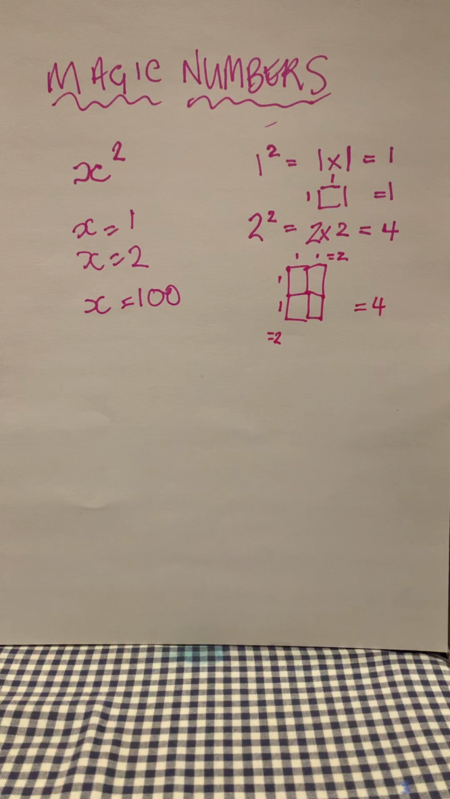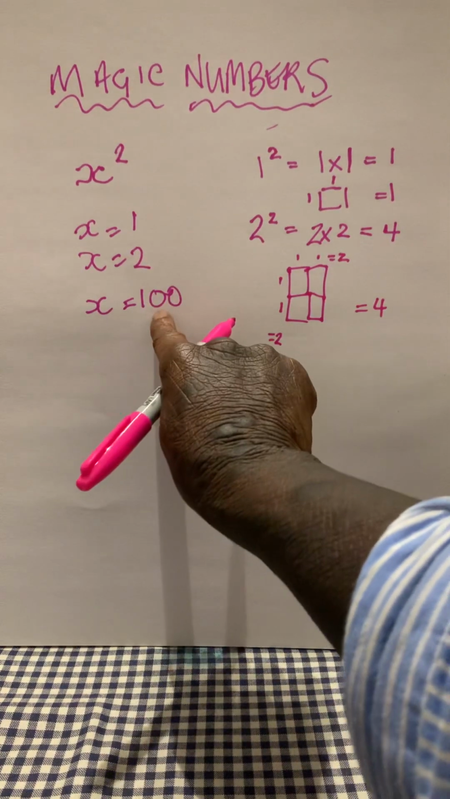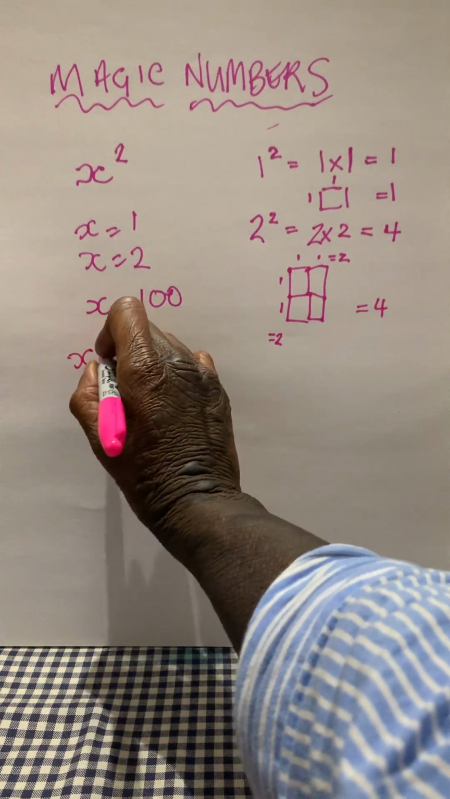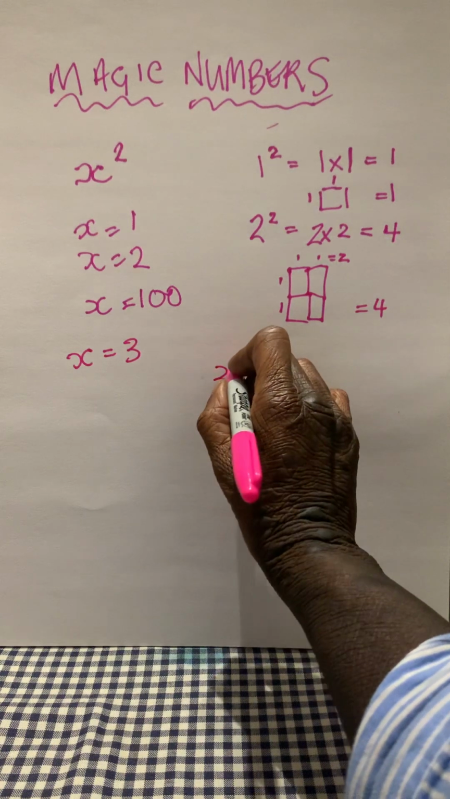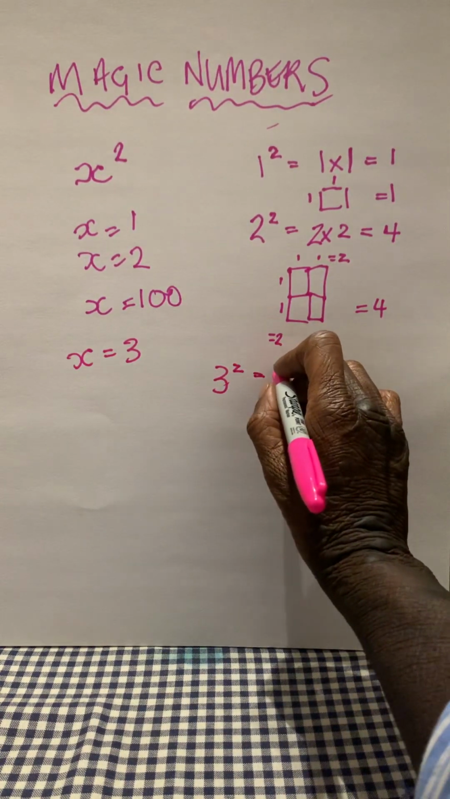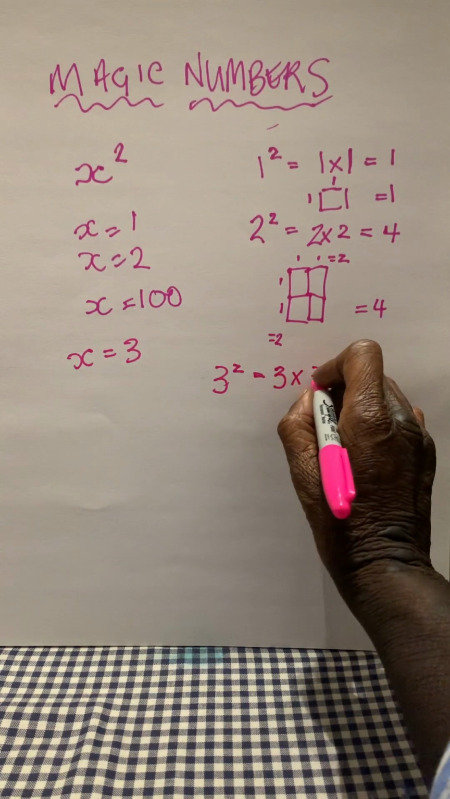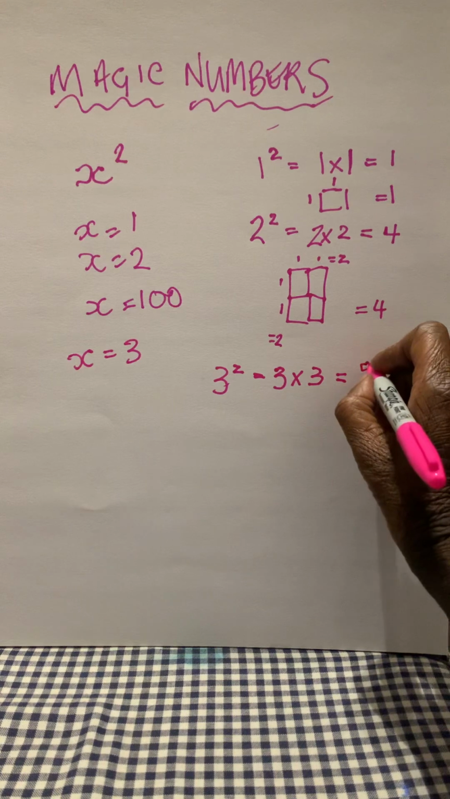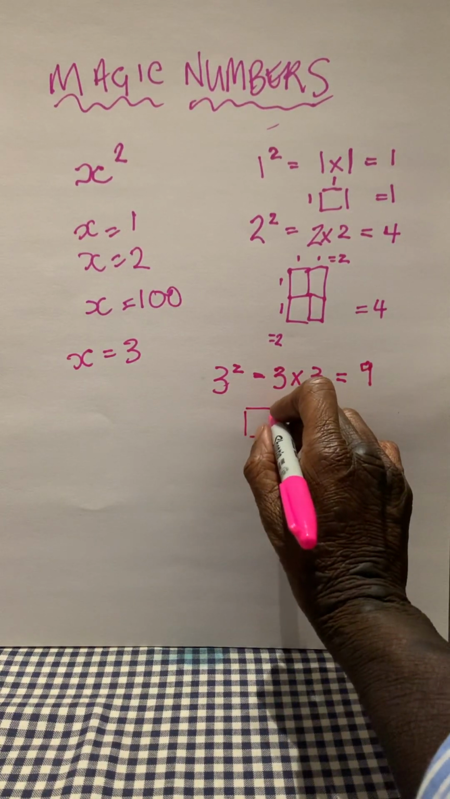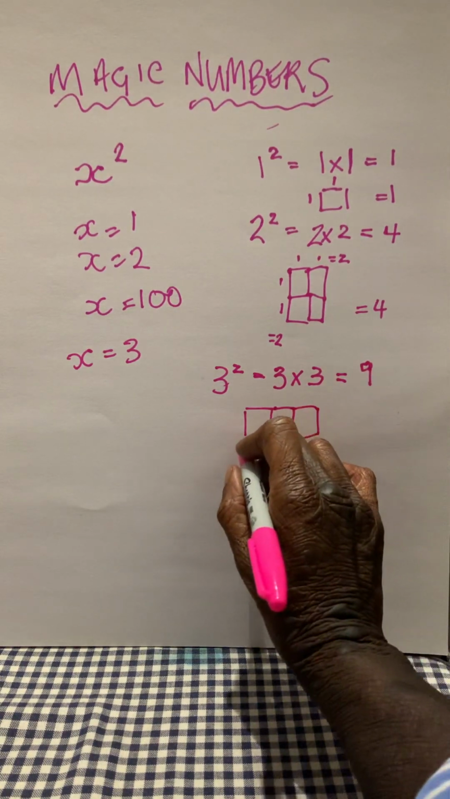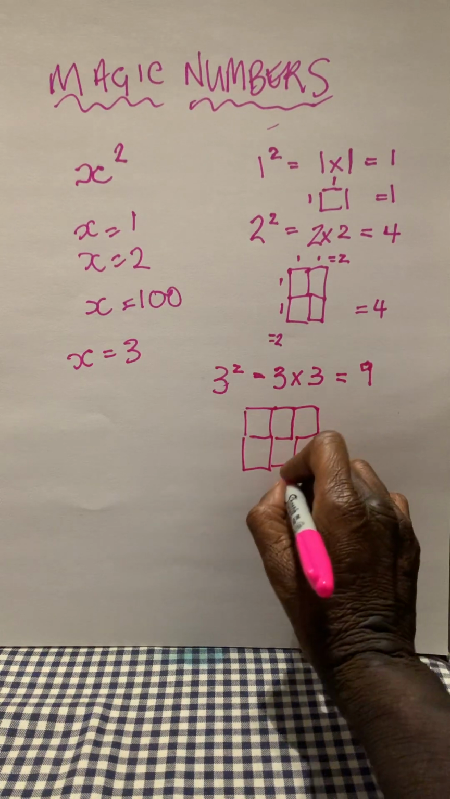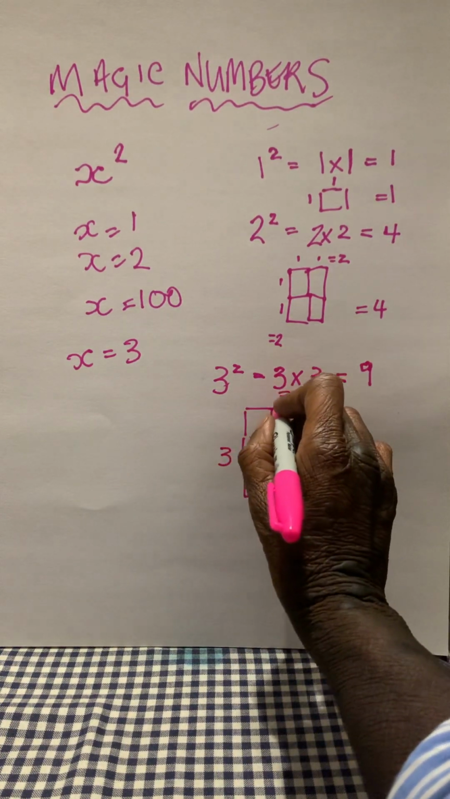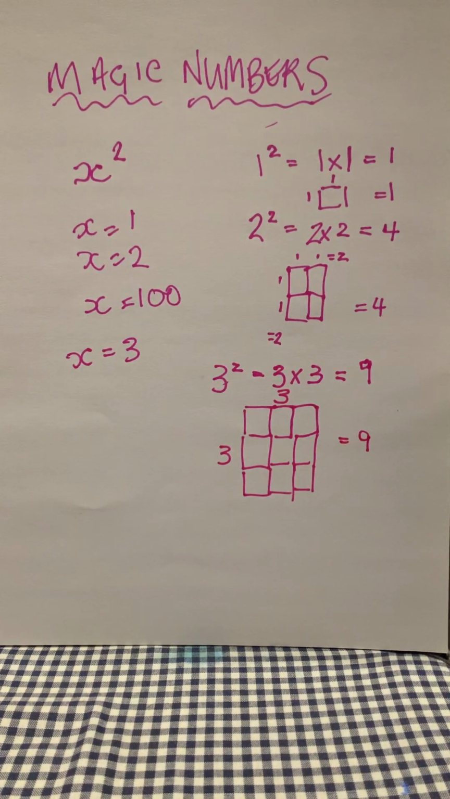I'll give you one more example. I'm not going to do 100 times 100. It will take up much more than the space I've got here. How about we do X equals 3 instead. So 3 to the power 2, which is the same as saying 3 squared. It's the same as saying 3 times 3. If you've done your multiplications before, then you know that is 9. Let me go and do the squares again. So that's 3 times 3 equals 9. Great, eh?